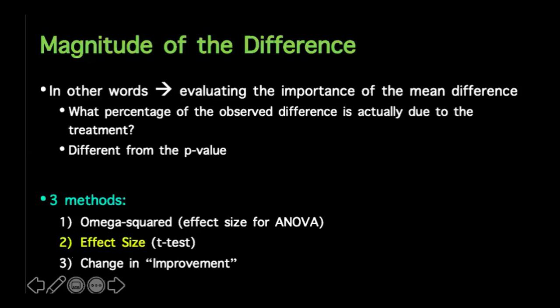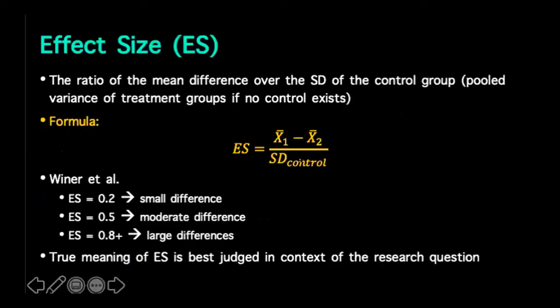Okay, we can also look at change and improvement. Again, we don't really touch on this in this class, so we'll skip over that as well. Right, but effect size is going to indicate how large our difference actually is. So we calculate it by taking the mean difference divided by the standard deviation of the control group.